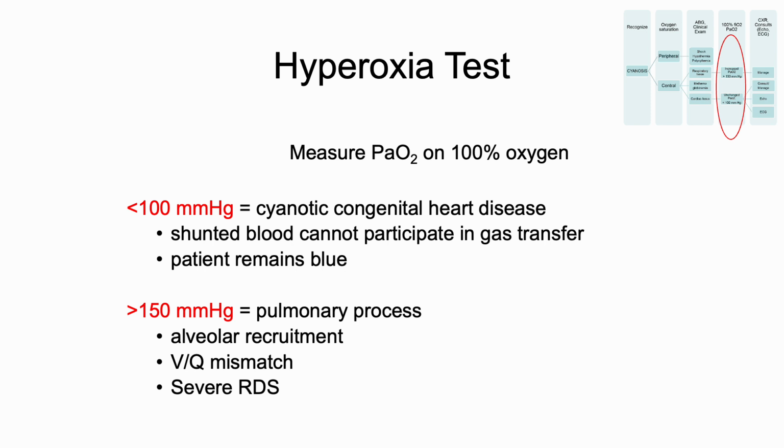So what is the hyperoxia test? You measure the PaO2 on 100% oxygen. If it remains less than 100 millimeters of mercury, then this is a strong case for cyanotic congenital heart disease. The shunted blood, the blue blood, cannot participate in gas transfer. The patient remains blue. However, if with 100% oxygen your PaO2 improves to more than 150, this is more likely to be a pulmonary process related to alveolar recruitment, VQ mismatch, and severe RDS.